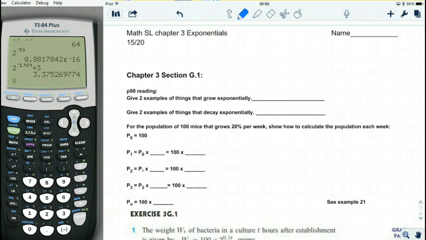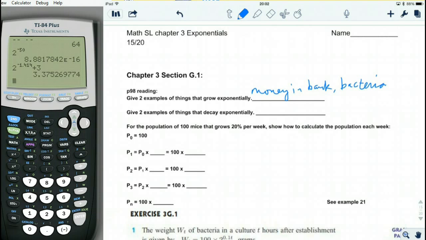I mean, we can put things like money in the bank. Money in the bank grows exponentially. We could put bacteria. Okay, grows exponentially. Give example of two things that decay exponentially.